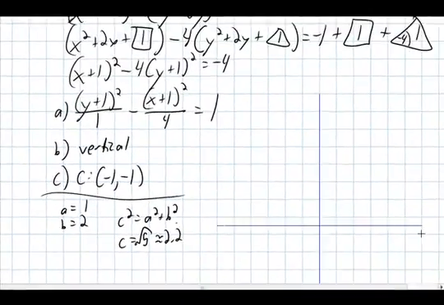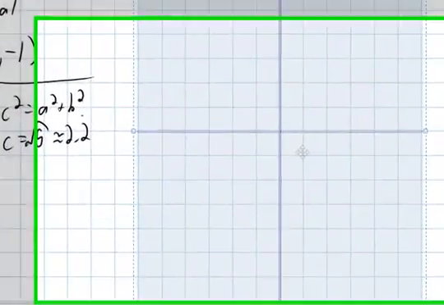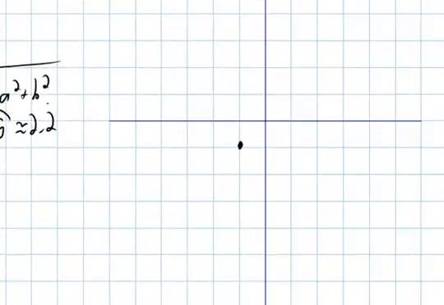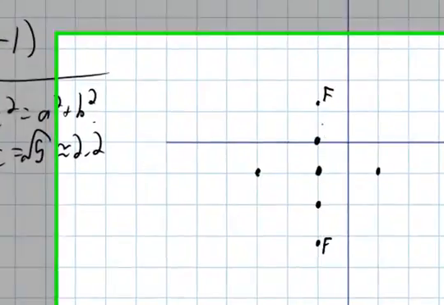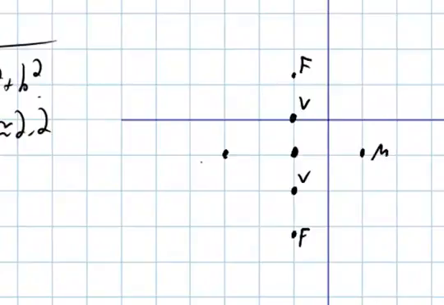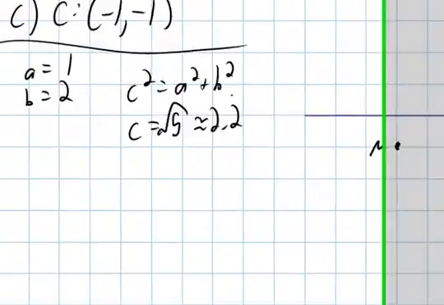Let's turn the grid on and graph some of this stuff. Negative 1 is our center. Let's go up 1 and down 1 for our A's. Or not our A's, our B's. Left 1 and right 1 for the M. And then up 2.2 and down 2.2 from the center. There's F, V, V, M, and M. Remember, the V's can be closer than the M's in a hyperbola.